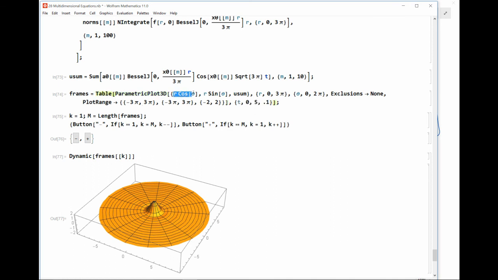So here x is r cosine theta, y is r sine theta, and z is the summation computed for radius going from 0 to 3 pi and theta going from 0 to 2 pi. Here I'm using the dynamic functionality of Mathematica that would dynamically swap those plots with different values of t, and you can see that I have a wave that goes out to the sides of this disk and then comes back and then it just oscillates back and forth.